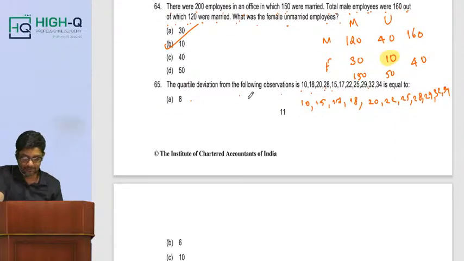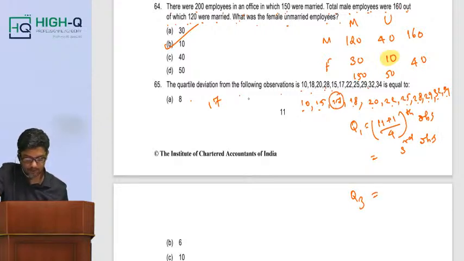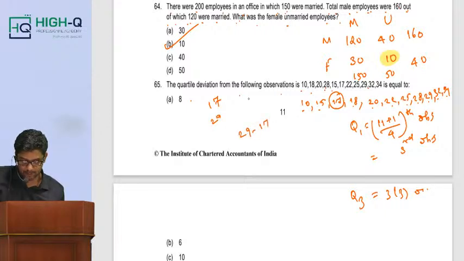I made the mistake. Yes, of course, I did not read the question properly. 1, 2, 3, 4, 5, 6, 7, 8, 9, 10, 11. So total 11. So what is Q1 equal to? 11 plus 1 by 4th observation, which is 12 by 4, third observation, is 17. Q3, what is it? 3 into 3 observation, that is the 9th observation, 29. So 29 minus 17 divided by 2. The quartile deviation of the frequency. Okay, what is it? 6.